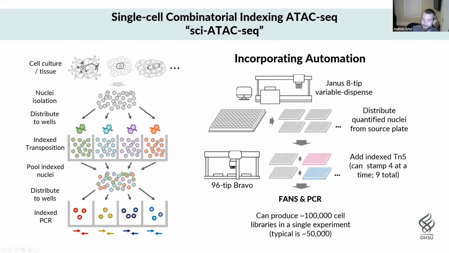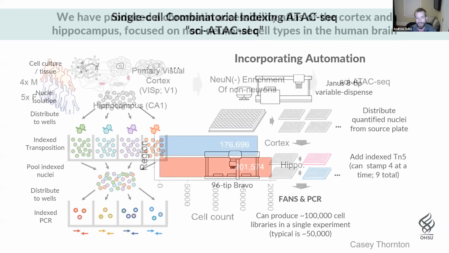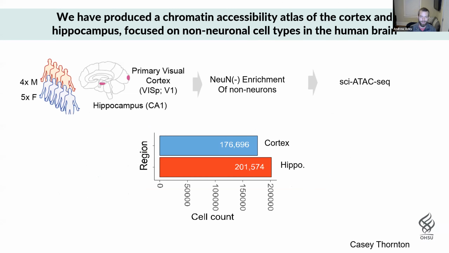Doing this workflow, we can actually produce up to 100,000 single-cell ATAC-seq libraries in a single workflow. It's a little unwieldy, so typically we're shooting more for 50,000, which is a decent number, I think, for a number of applications. And to demonstrate this, and actually the reason we really worked on the automation was for a project that we have that's starting to be wrapped up now. We're hoping to submit it, and we'll put it out on bioRxiv as soon as it's ready, where we're profiling the primary visual cortex and the hippocampus from 9 individuals.